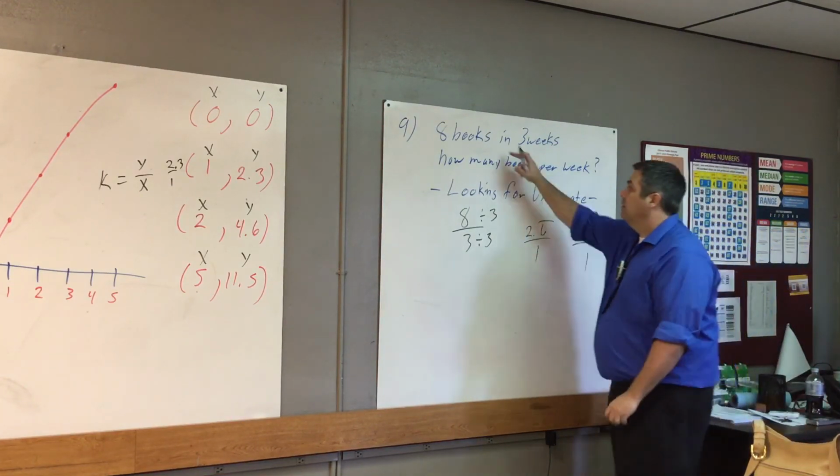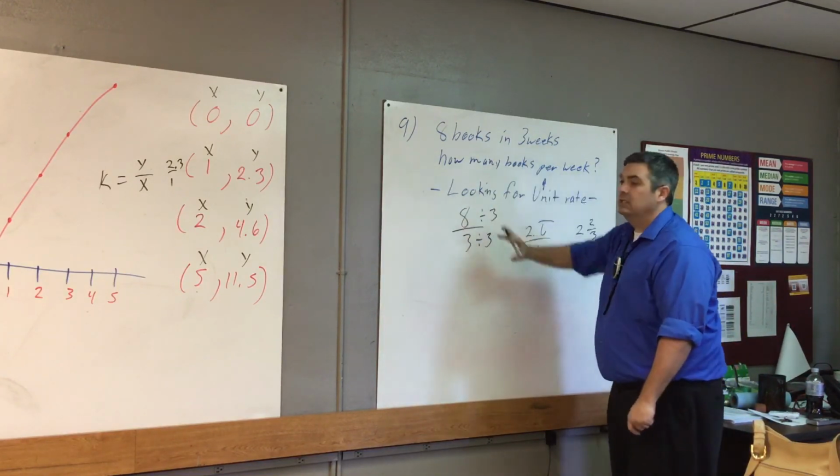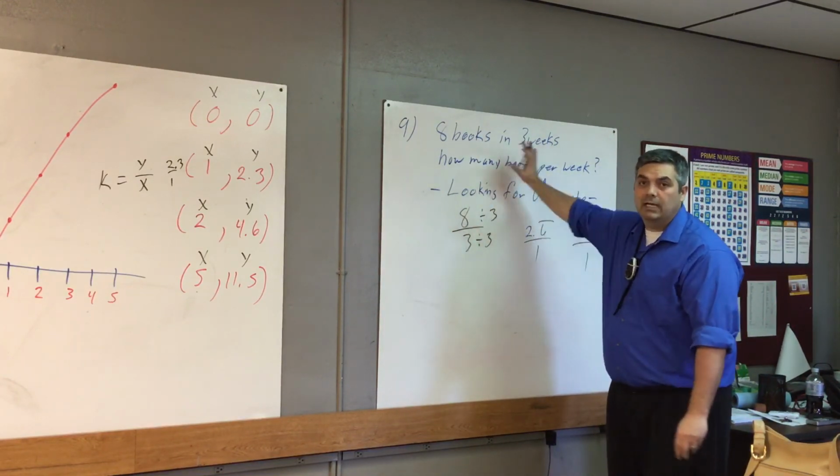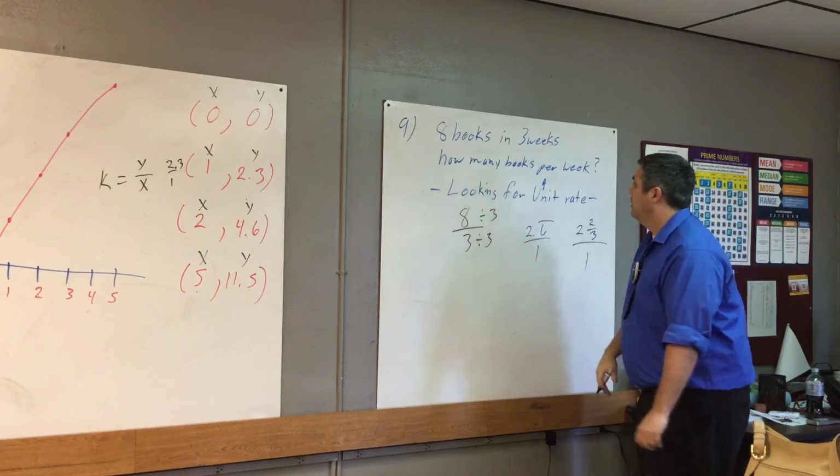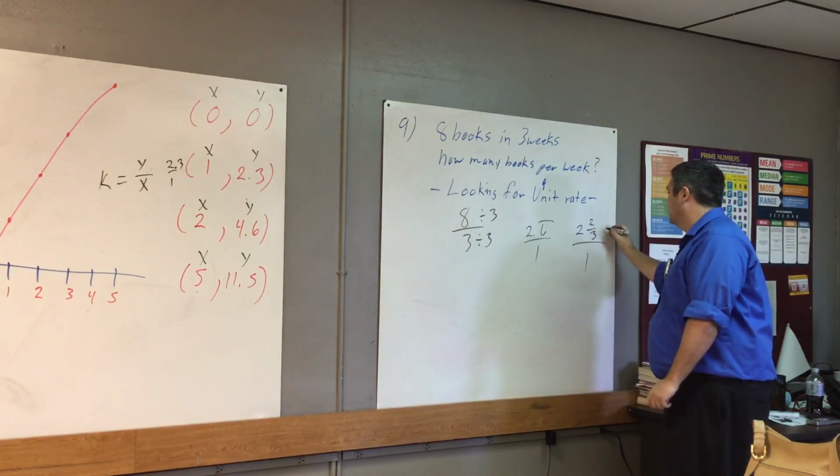Okay? There's some of these, the easy ones, we got to get these right. These we got to get right. 2 2/3 books per week.